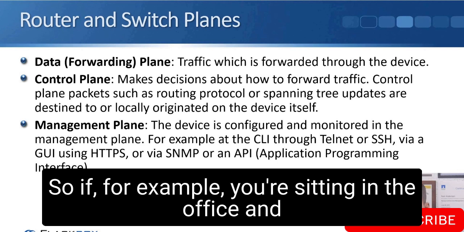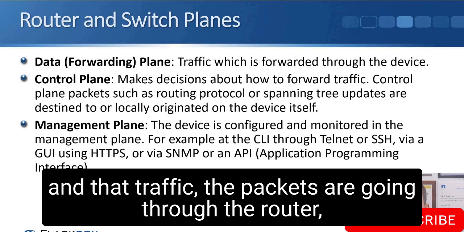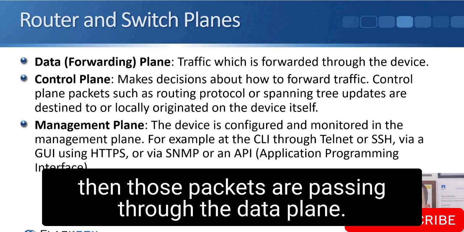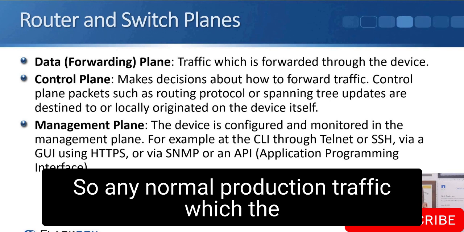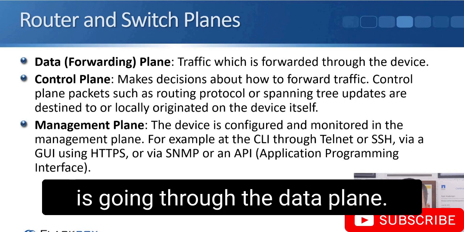So if, for example, you're sitting in the office and you open up a web page out on the internet, and that traffic, the packets are going through the router, then those packets are passing through the data plane. So any normal production traffic, which the router is forwarding through its interfaces, that is going through the data plane.